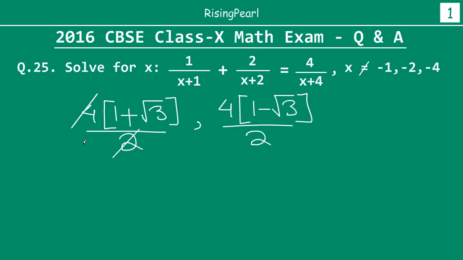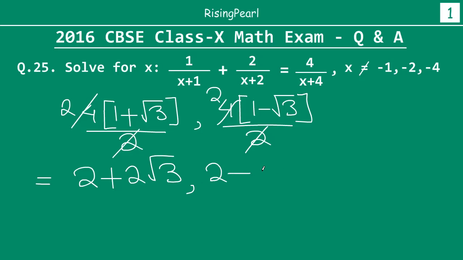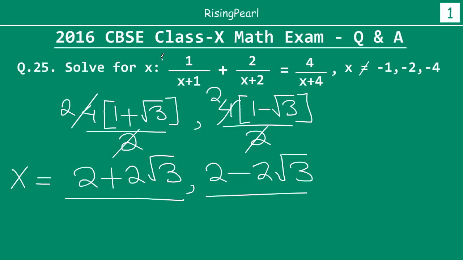So this will cancel out. 2 times 2 is 4. Same thing here. So the two values will be 2 plus 2 square root 3 and 2 minus 2 square root 3. So these are the two values of x. The question was to solve for x, and these are the two values of x for which the equation is true.